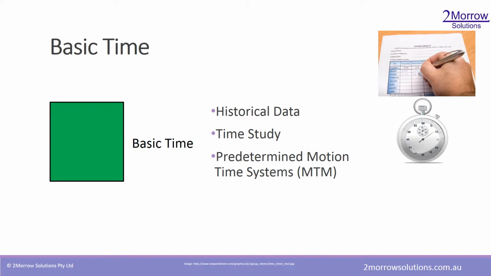Predetermined Motion Time Systems. This method calculates the basic time by analyzing the manual motions utilized in a process. The most well-established and widely used predetermined motion time system is Methods Time Measurement, or MTM.